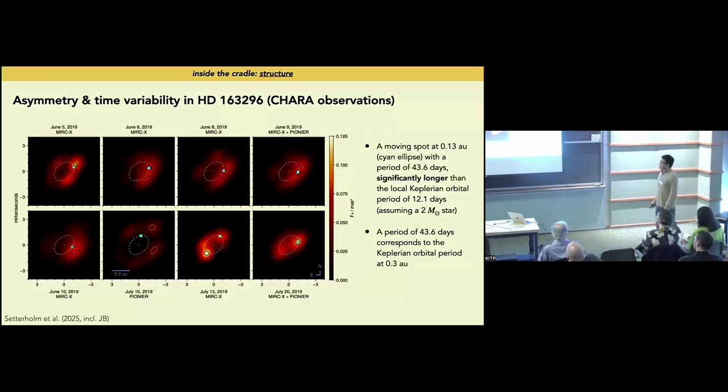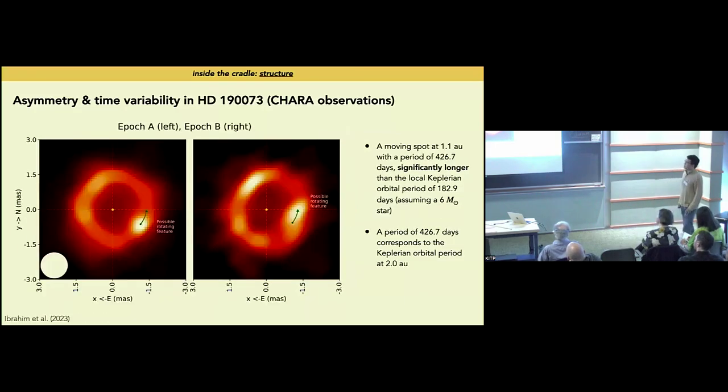This is, of course, just one example, but there was another example on another Herbig star, HD 190073. Again, CHARA observation. There are only 2 epoch observations, but if you look at this bright spot, it seems like it's orbiting counterclockwise. And if you, again, measure the orbital period and compare that with the Keplerian orbital period, this moving spot at 1.1 AU is orbiting too slow at that location. So if you were to find the Keplerian location where you match the Keplerian speed, it has to be 2.0 AU. So, it's a little bit puzzling. So what is going on?